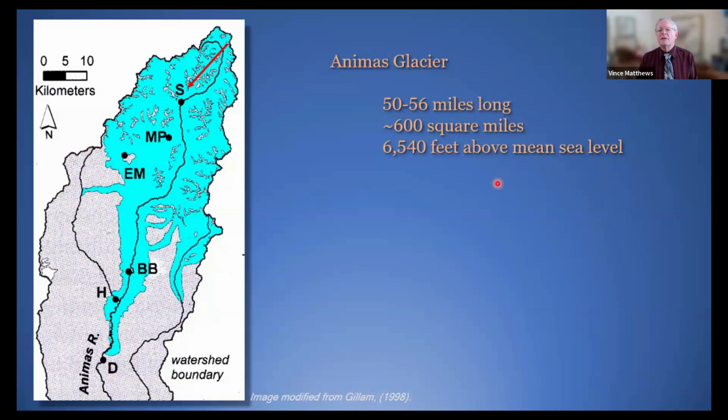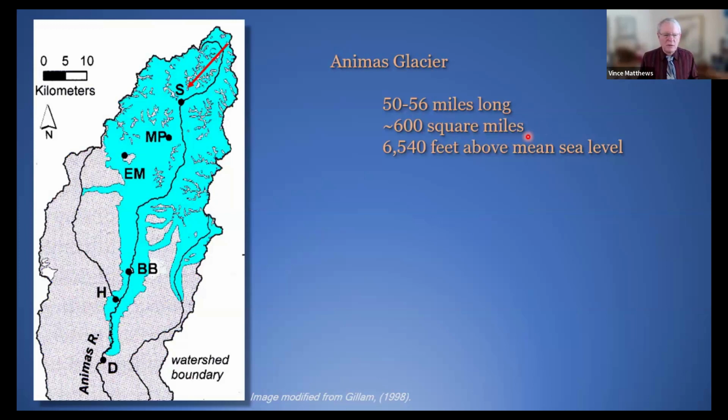The thing is amazing. Depending on what you're calling the actual cirque, it's 50 to 56 miles long, 600 square miles in area, and it's the lowest glacier that we know of in Colorado. Most glaciers in Colorado didn't get below 7,500 feet in elevation. So if somebody's telling you that there's a glacial feature at 6,500 feet somewhere, you should be suspicious of that. Right off the bat, that right there should tell you, got a problem.